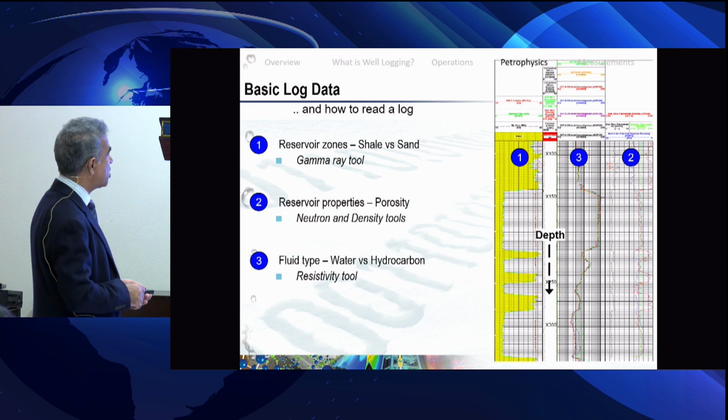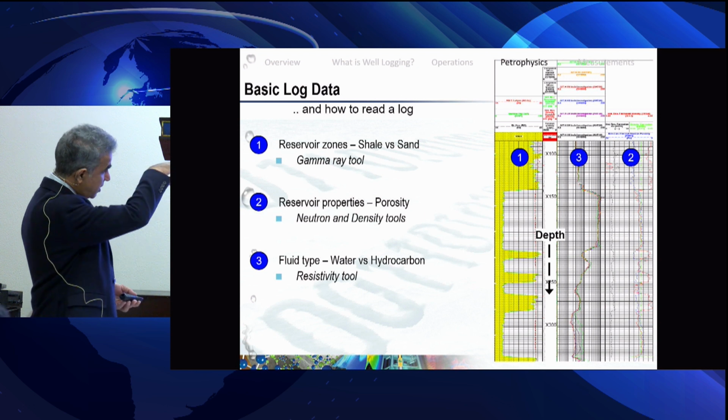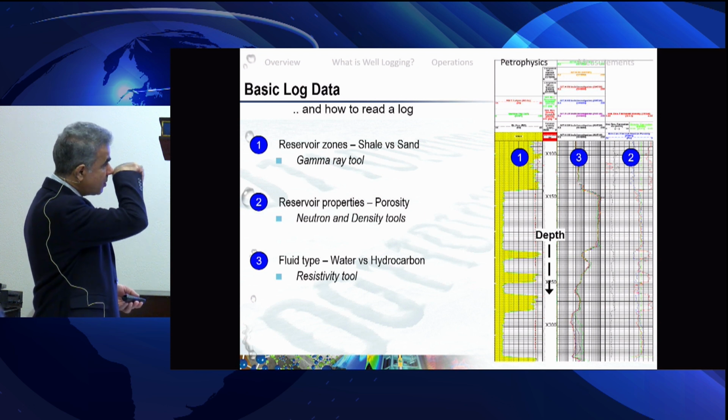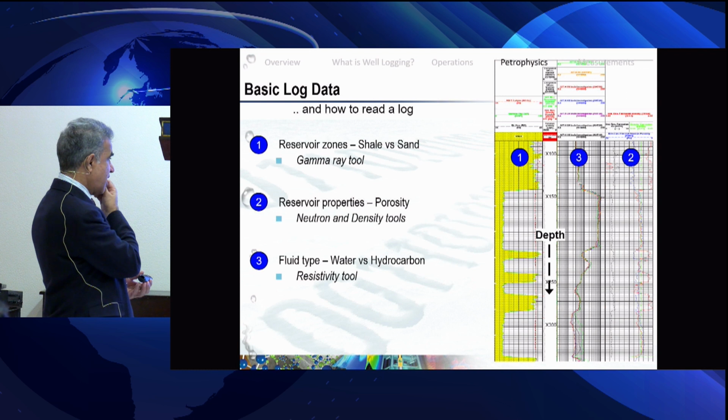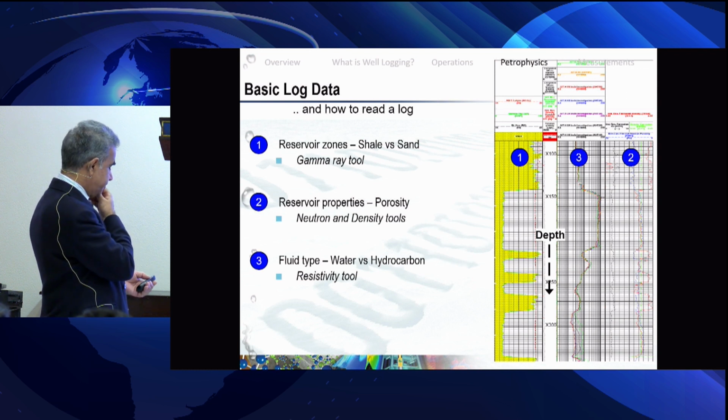The next is the porosity, which is the number 2 track. Now we will display density and neutron logs, help us to find porosity along with sonic as well. And then in the middle we have resistivity, which tells us the fluid types.